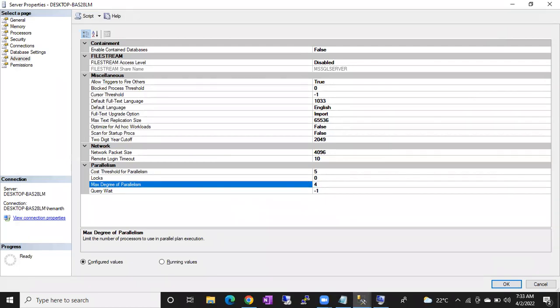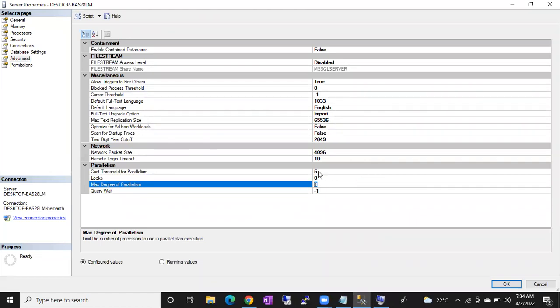Four. If I have 6 cores, 6. If I have 8 cores, 8. If I have 16 cores, 16. But the recommended value is 8. Up to 8 you can keep. Even though you have 16 cores, 32 cores, 64 cores, the recommended value is 8, guys.